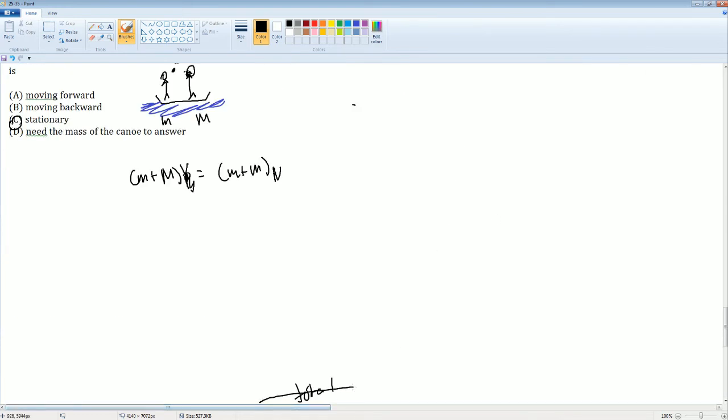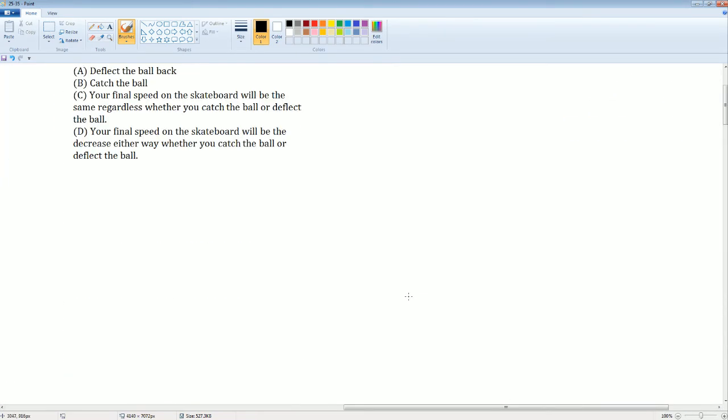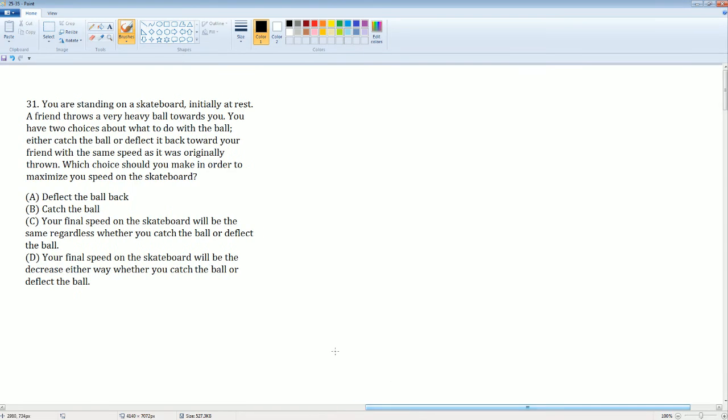Let's look at the next ones here. 31. You're standing on a skateboard. Your friend throws a ball to you. You want to remain at the same speed as the original. So you have momentum initial equal to momentum final. If you catch the ball, it would be mv equal to m plus m of the ball times velocity. So this is wrong. Your final speed on the skateboard will be the same whether you catch the ball or deflect it.